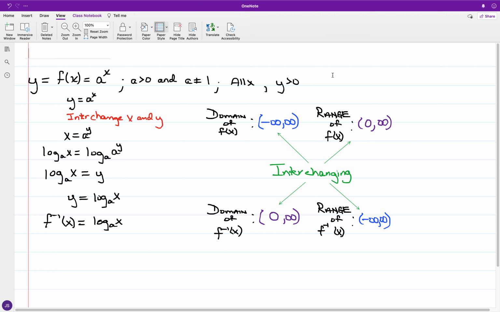Now, again, y has to be positive, so the range will be positive values. And for x, there's no restriction on x in the case of an exponential function. X could be 0, it could be positive, it could be negative. So we have all real numbers x that would define the domain. So with the exponential function y is equal to a to the x, the domain, that is the x values, will be the set of all real numbers, and for the y values, we're looking at the range to be positive values.